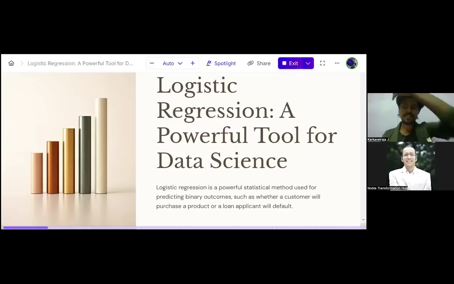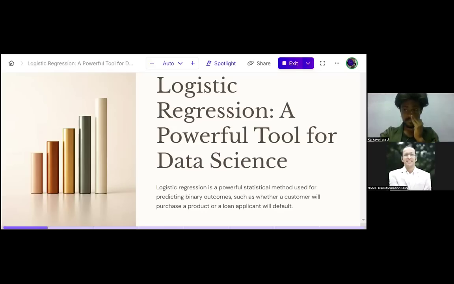Yes, guys. We have used linear regression and multiple linear regression. Now this is logistic regression, an algorithm model and a powerful tool for data science. Logistic regression is a powerful statistical model used for predicting binary outcomes specifically, such as whether a customer will purchase a product or a loan applicant will default.